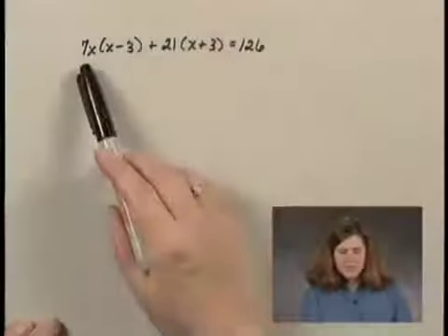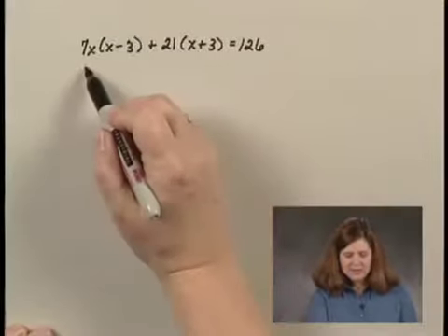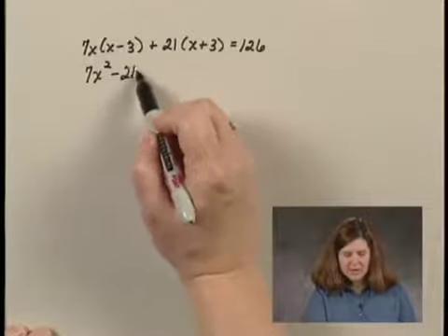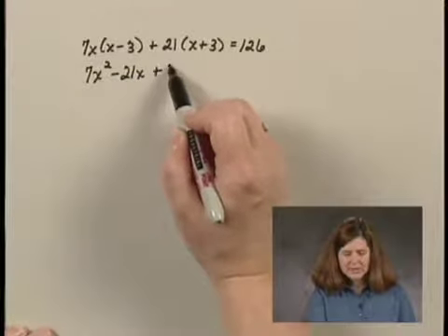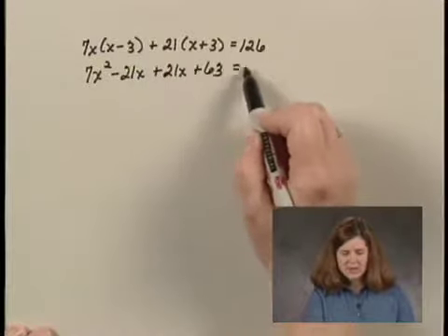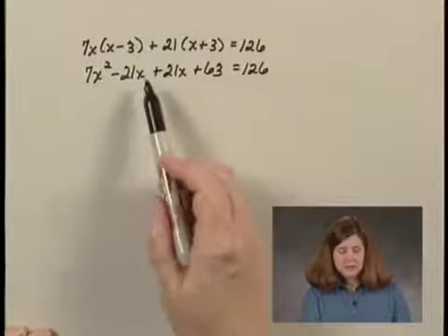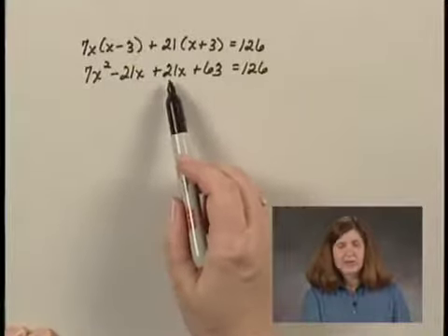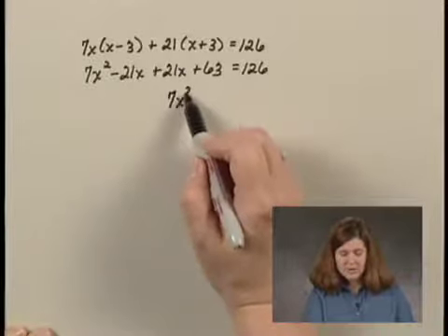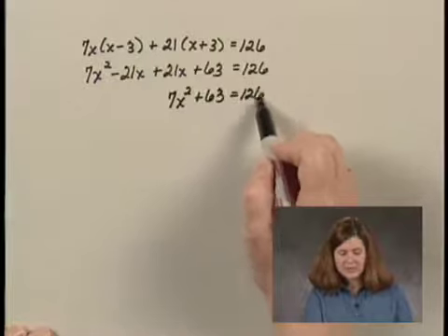We will multiply to eliminate the parentheses. This gives us 7x squared minus 21x plus 21x plus 63 equals 126. We can combine like terms. Negative 21x plus 21x is 0. So we have 7x squared plus 63 equals 126.